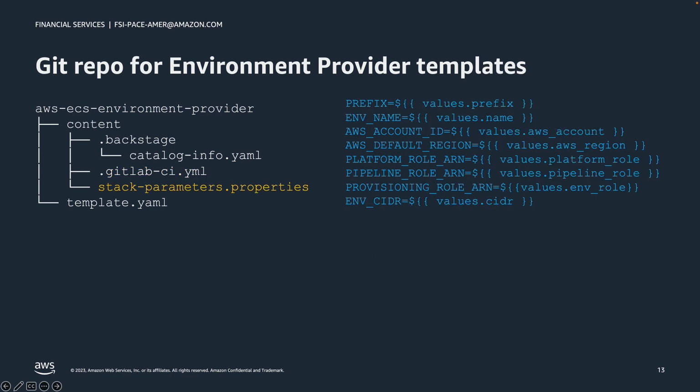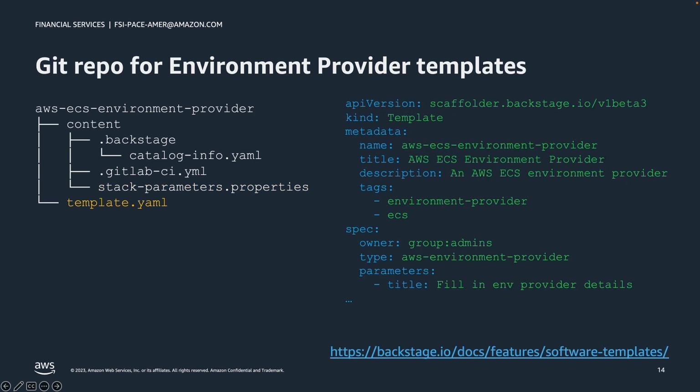The stack parameters properties file is a key value properties file used by the pipeline to load environment variables required for pipeline jobs. Lastly, the template YAML file captures how the template will present its input form in the Backstage UI and the series of steps to perform when scaffolding a new environment provider. Most of the content of this file is omitted here since the schema and examples for template YAML files are well documented in the Backstage documentation at the URL shown.